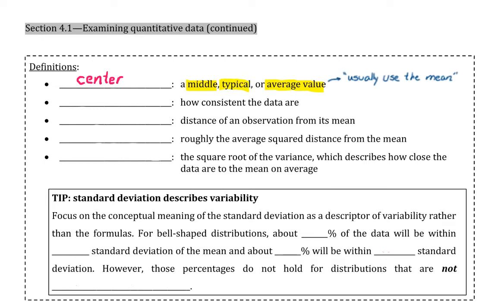Usually, we use the mean when we want to describe the center. The second is variability. Variability discusses how consistent the data are. If we were talking about the ages of people that we would see in a supermarket, are they between the ages of 18 and 22? Pretty consistent. Or are they between the ages of 18 and 55, where there is much more variability in their age?